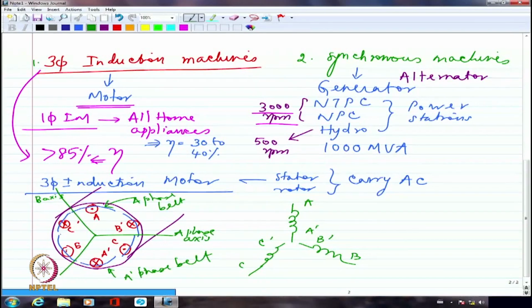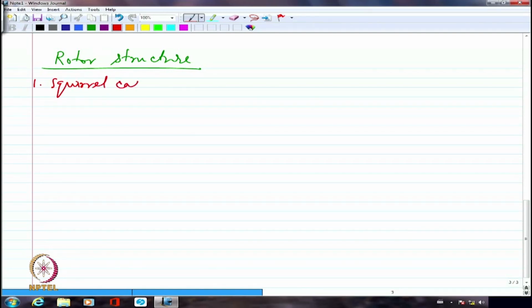Okay? Now let us take a look at the rotor. How the rotor is. So the rotor structure, there are specifically two types of rotor in an induction motor. One of them is called the squirrel cage induction motor. And the second type is known as the wound rotor or slip ring induction motor.